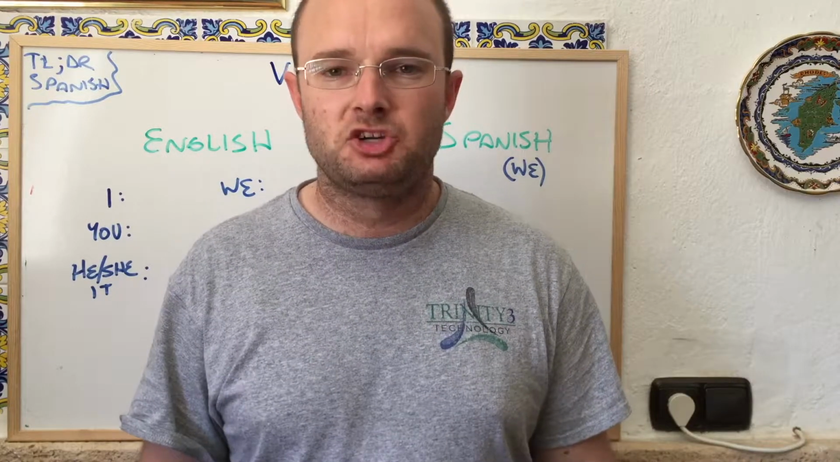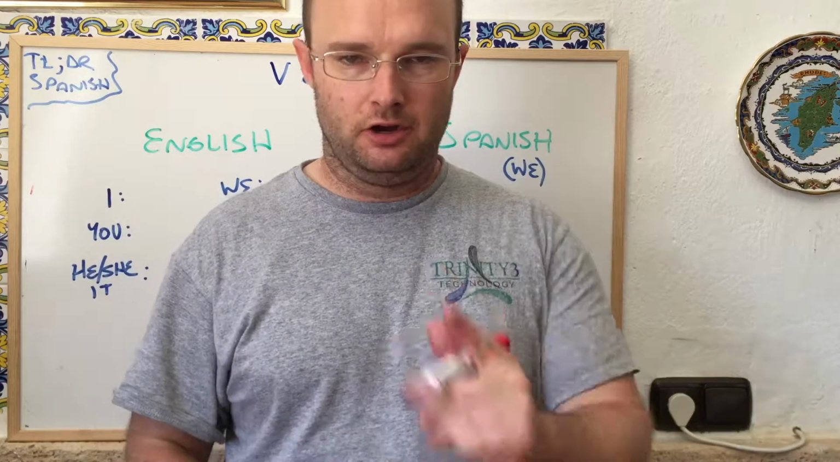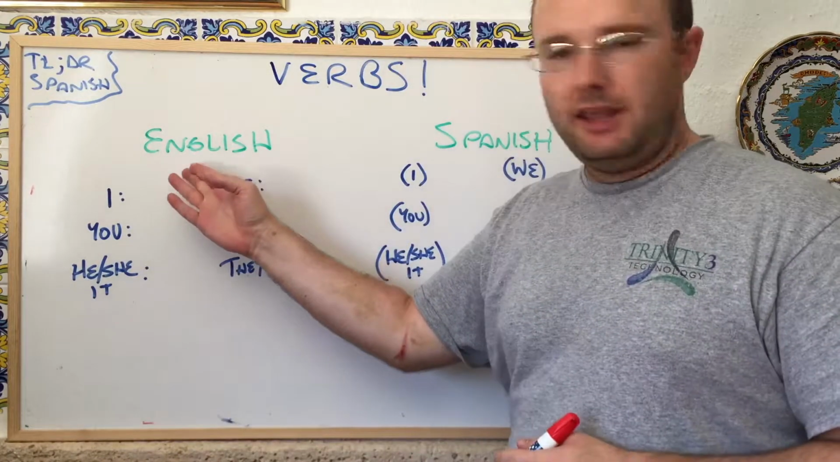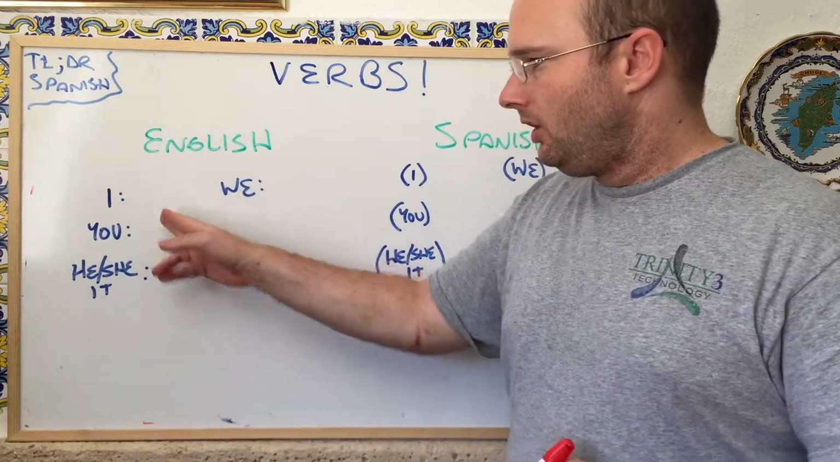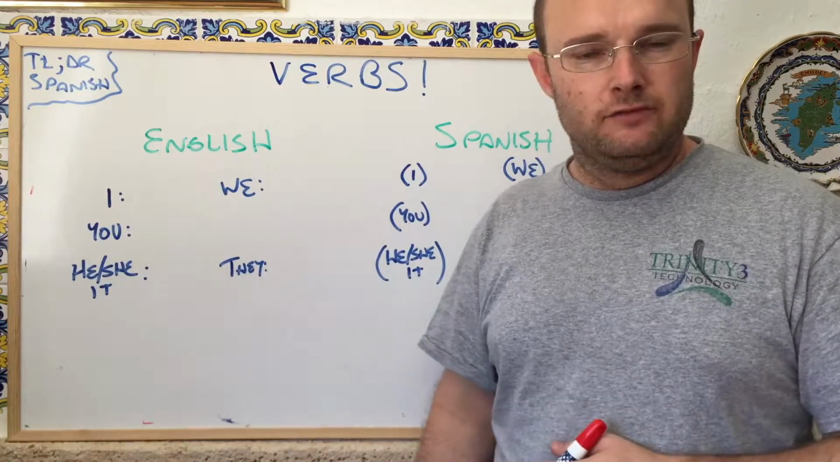Too long didn't read: Spanish verbs. Let's take a look at how they work in English and in Spanish, and I want you to tell me what you notice. So, we're looking at English verbs, and our subjects are I, you, he, she, it, we, and they. And let's use the verb run.